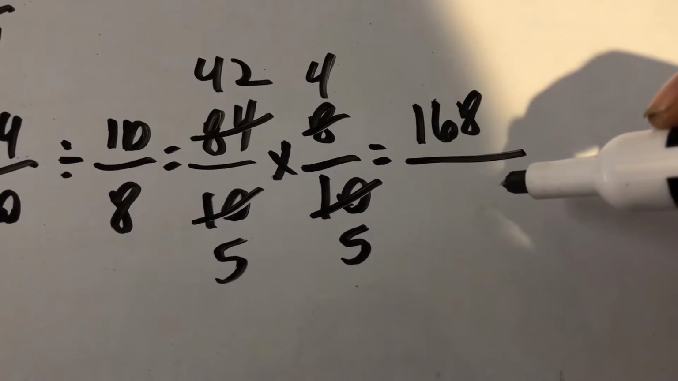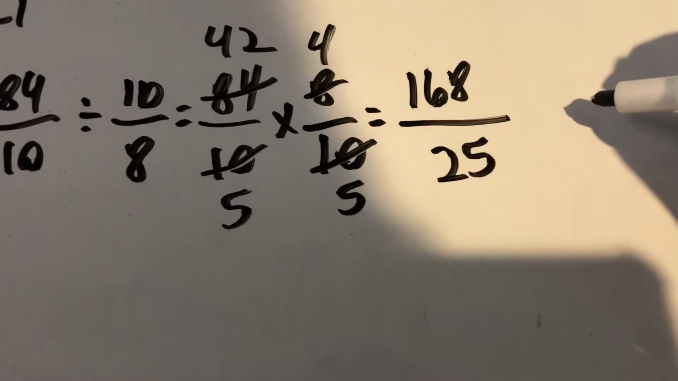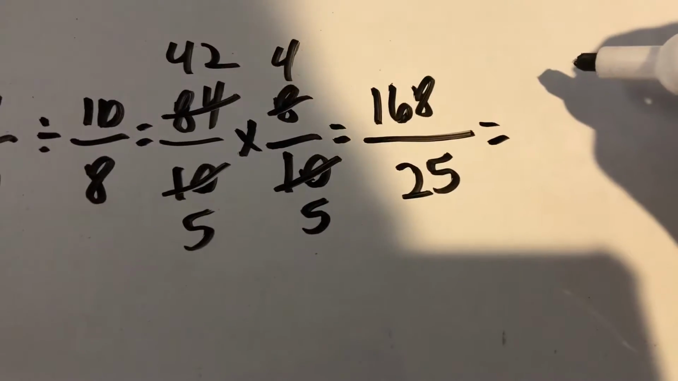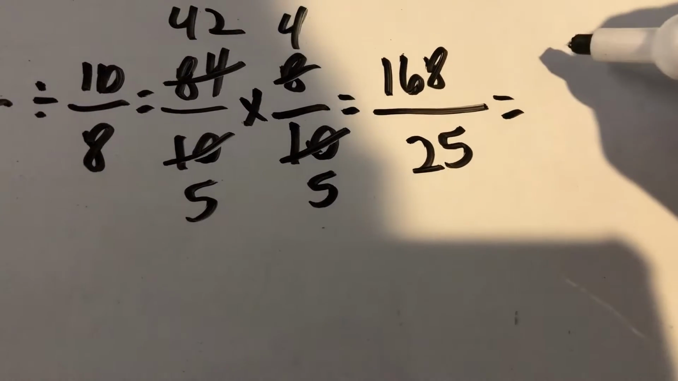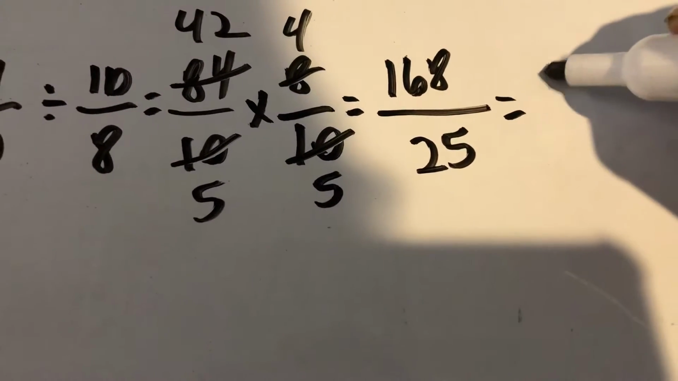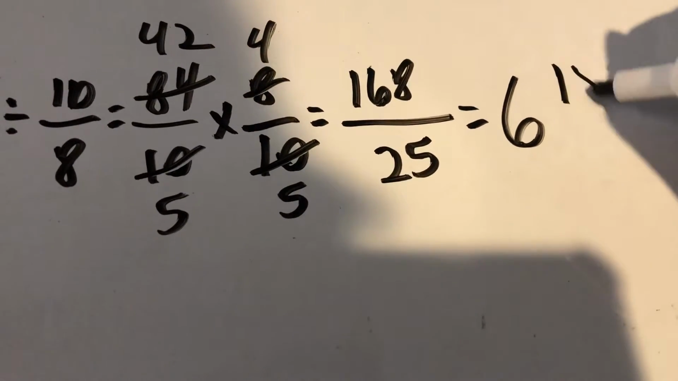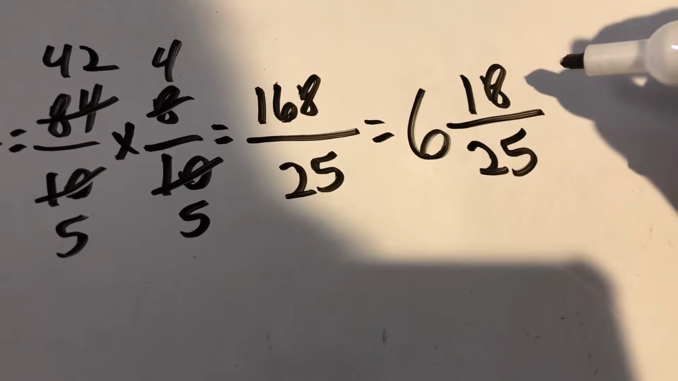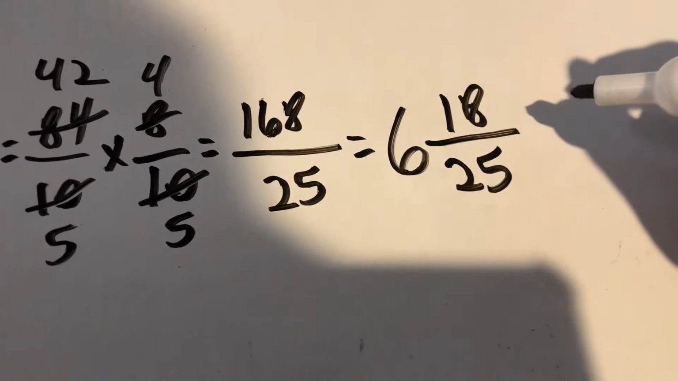5 times 5, which equals 25. So now we got 168 over 25, which is equal, oh, let's see here. So let's try 6. 6 and so 120, 30, 150. Okay, so 6 and 18/25. Yeah, I don't think you can reduce any further, so I think that is my final answer. So 6 and 18/25.